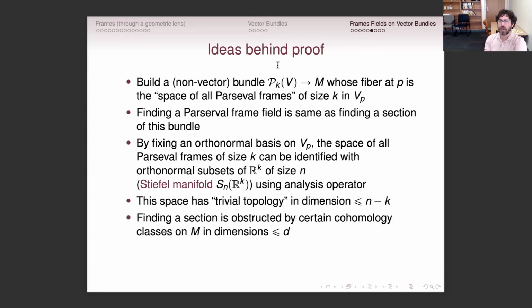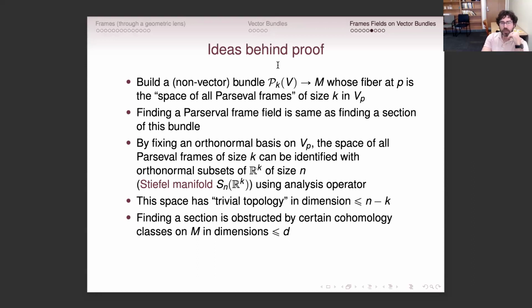And then there's a well-developed theory from algebraic topology that tells you when you'll be able to find sections of bundles. The obstructions to finding sections of a bundle are given to you by certain cohomology classes on your manifold in dimension up to d. So you have these cohomology groups, which are defined in some way, and the obstruction classes are elements of these groups. And if the elements are 0, then you can find sections, and if they're not 0, then you can't.